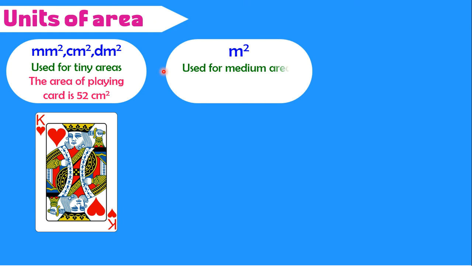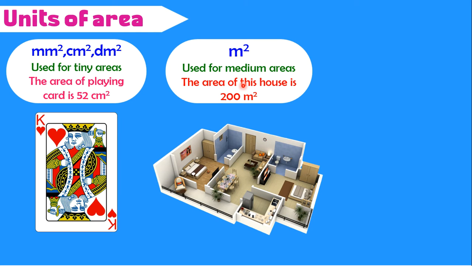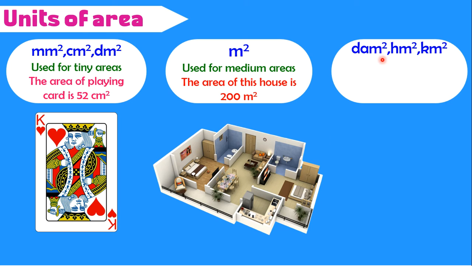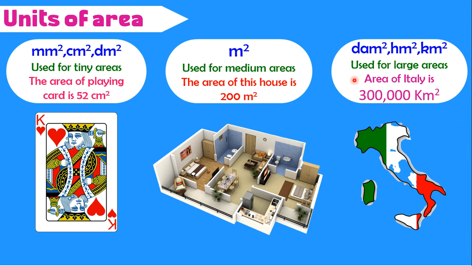Meter square is used for medium areas. For example, the area of this house is 200 meter square. Decameter square, hectometer square, and kilometer square are used for large areas. For example, the area of Italy is 300,000 kilometer square.